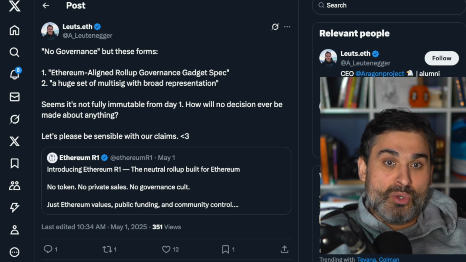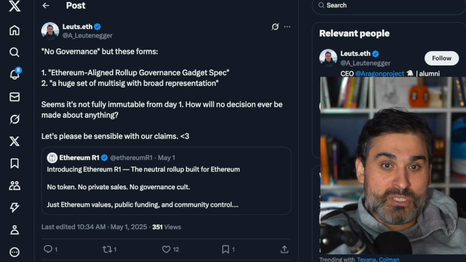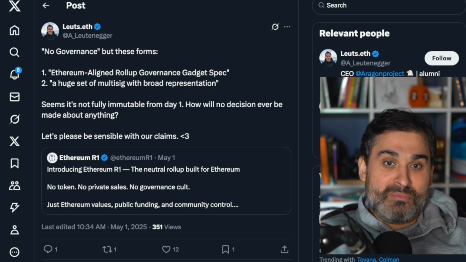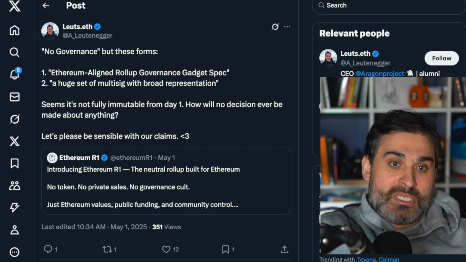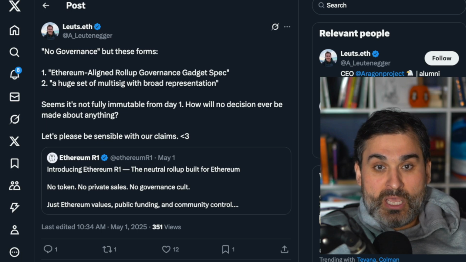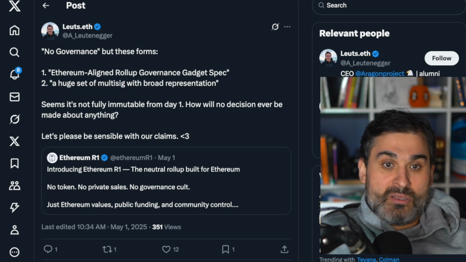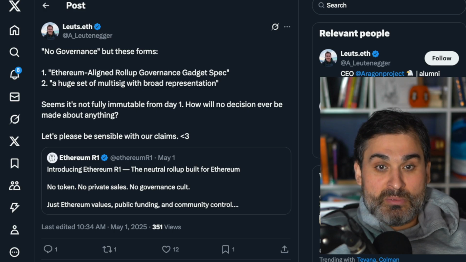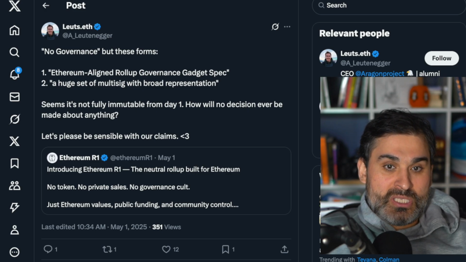So Letter says no governance, but then these forms: an Ethereum aligned rollup governance gadget spec and a huge set of multi-sig with broad representation. So it seems like it's not fully immutable from day one. How will no decision ever be made about anything? Let's please be sensible with our claims. So I think that they're not saying that there won't be governance. They just said no governance cult, and they didn't say that it won't be immutable.